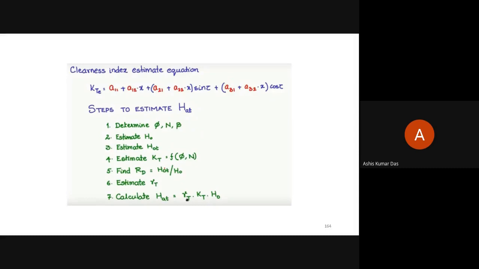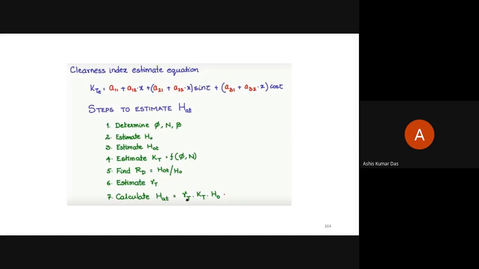We will use this type of curve fit equation, which is mainly called the Fourier curve fit equation. Then we can find the value of RD. RD means H naught T by H naught, and we can easily calculate the value of RT, and finally we get the value of HAT equals R naught RT KT into H naught.